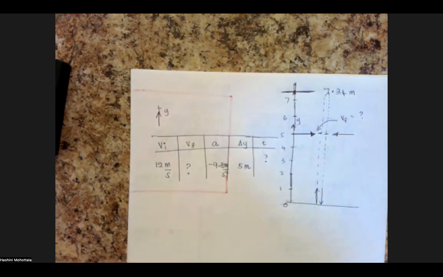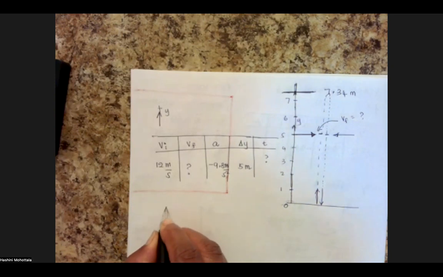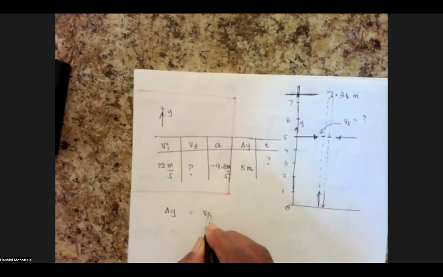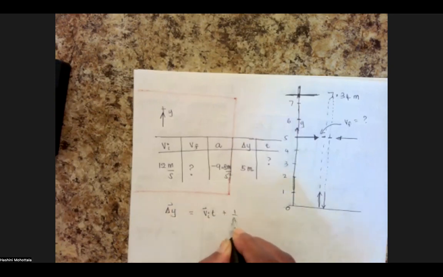Now, if you look back at the equation, pause the video and look at the equation again. You will see that the best equation to use to find t is the second equation. So you have delta y equals v naught, or v initial, times t plus 1/2 a t square. Now delta y from the table is 5.